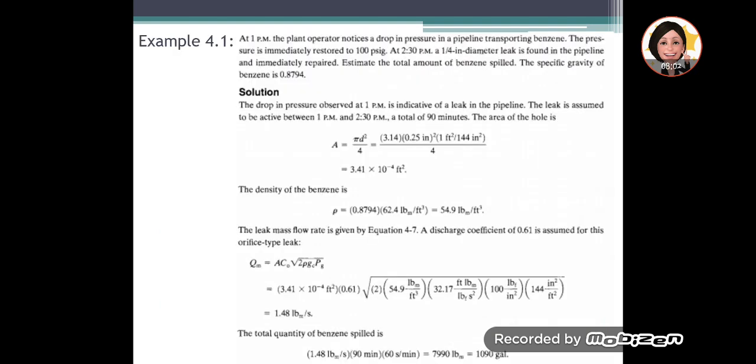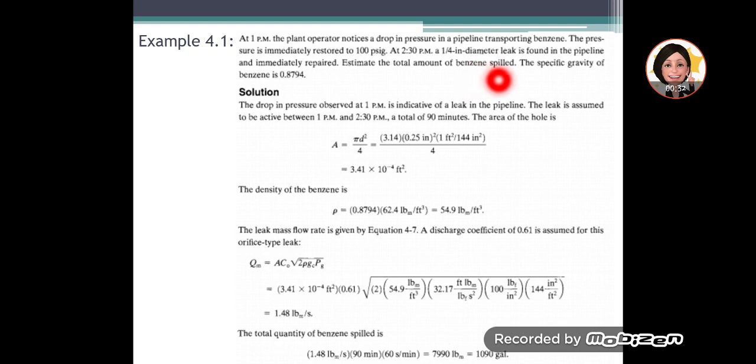Okay, let's look into example 4.1. The question states, at 1 p.m., the plant operator notices a drop in pressure in a pipeline transporting benzene. The pressure was immediately restored to 100 psig, so that means the transportation is taking place at this pressure. At 2:30 p.m., a quarter inch diameter leak is found in the pipeline and immediately repaired.